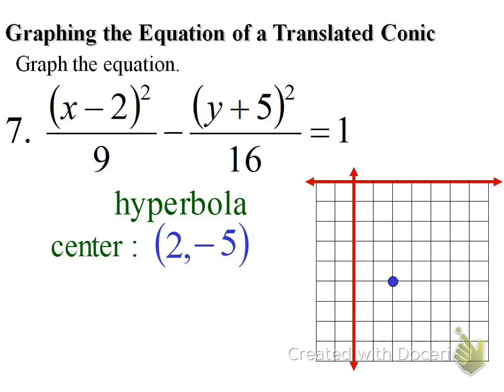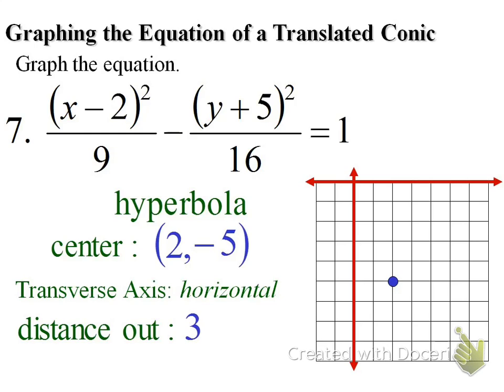Now, remember, for a hyperbola, it matters which variable is in the front. So we have the x squared in the front. So this is going to be horizontal or vertical? Horizontal. Very good. In the horizontal direction, how many units are you going out from your center? 3. In the vertical direction, how many units are you going out from your center? 4.